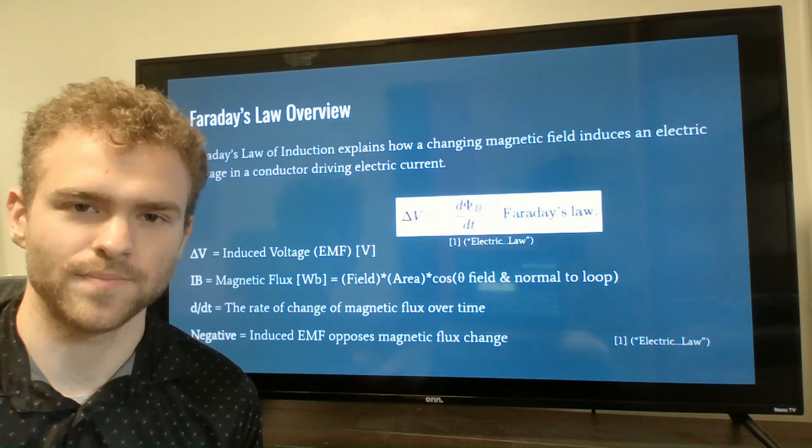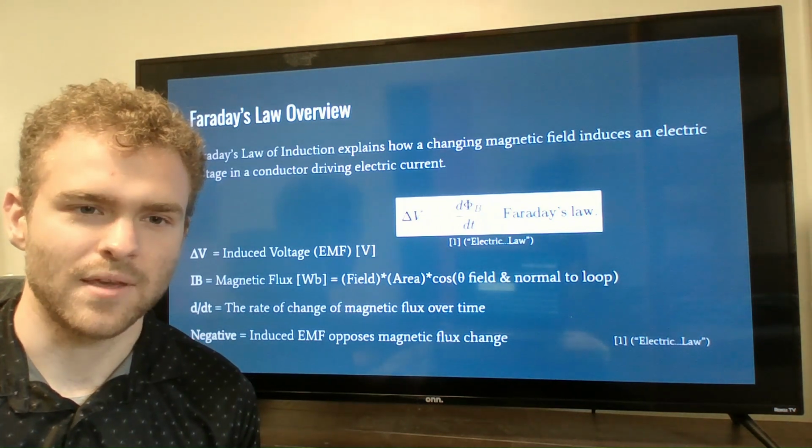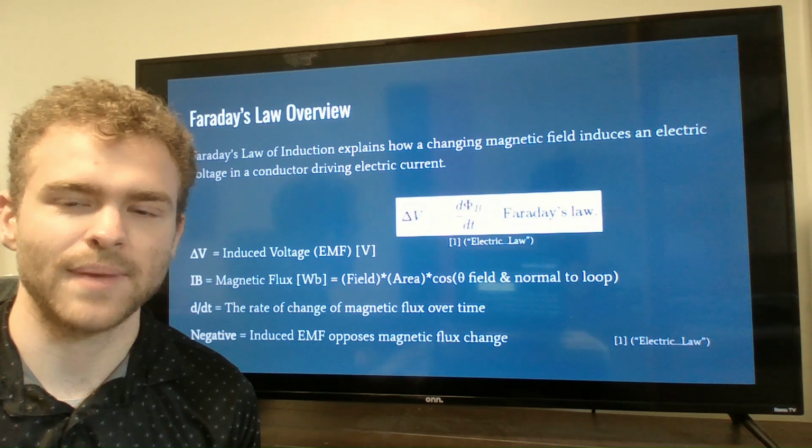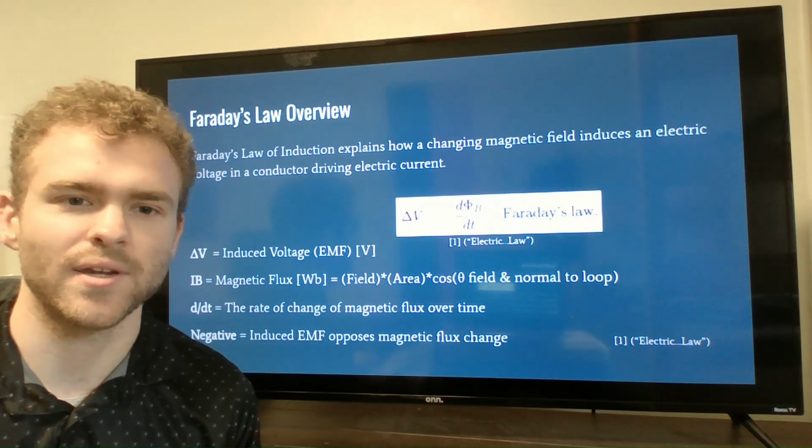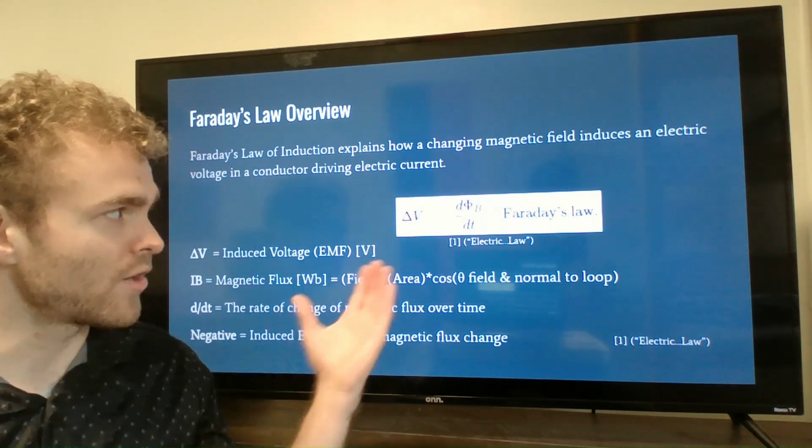Now, how is this possible? This is where Faraday's law comes in. Faraday's law of induction explains how a changing magnetic field induces an electric voltage in a conductor driving electric current. This is the equation here.